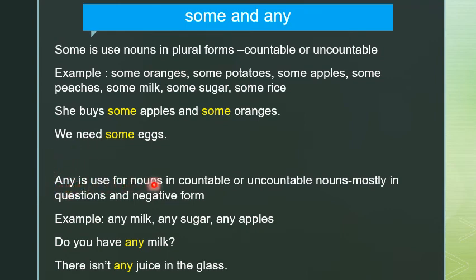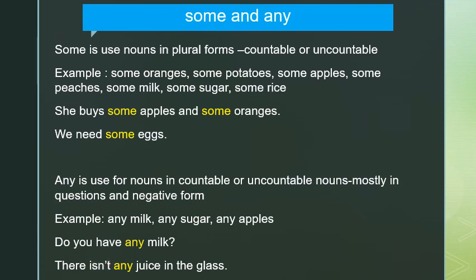Okay, next one, any. Any is used for nouns with countable or uncountable noun, mostly in question and negative form. Okay. Example, any milk, any sugar, any apples. Do you have any milk? So this one is in a question form. Or there isn't any juice in the glass. This one is negative form. Isn't.